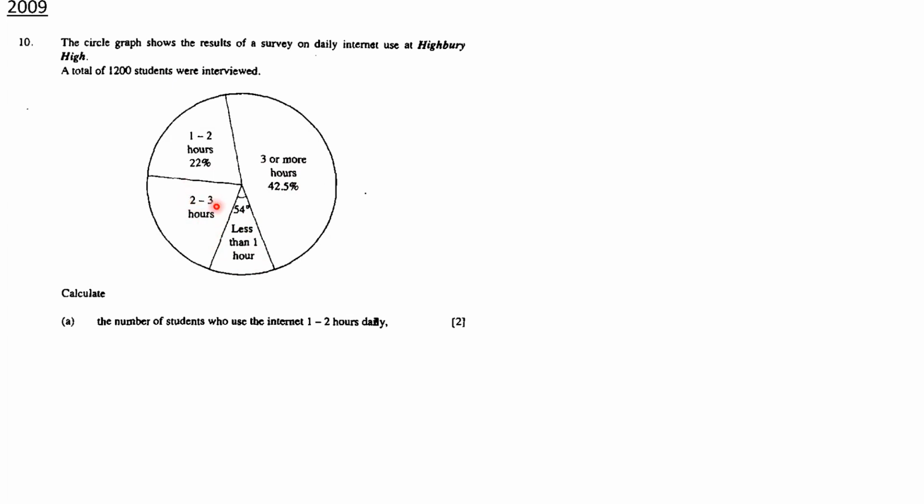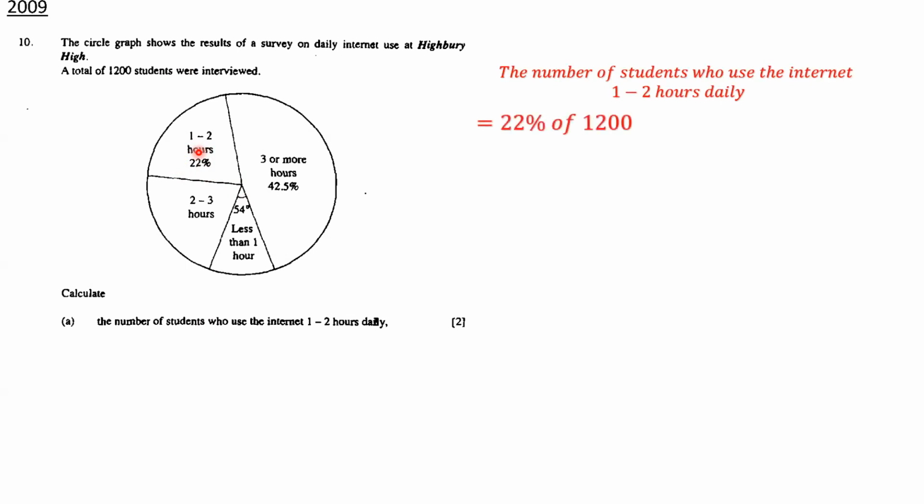Sorry, for 2 to 3 hours, we have no information. And so they want us to calculate the number of students who use the internet 1 to 2 hours daily. According to the pie chart, or circle graph, we already have 22% who use it 1 to 2 hours daily. So the number of students who use the internet 1 to 2 hours daily is going to be 22% of the total amount of students.